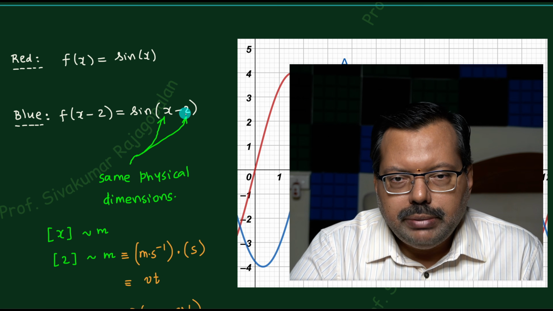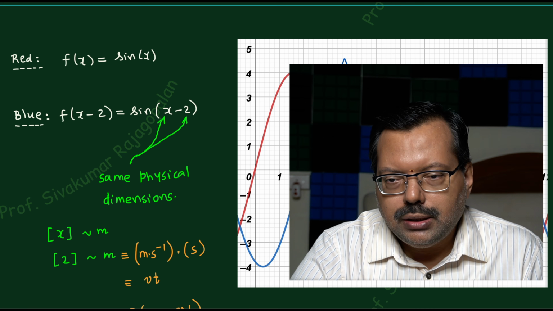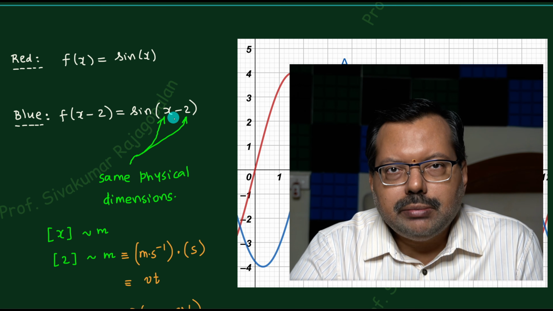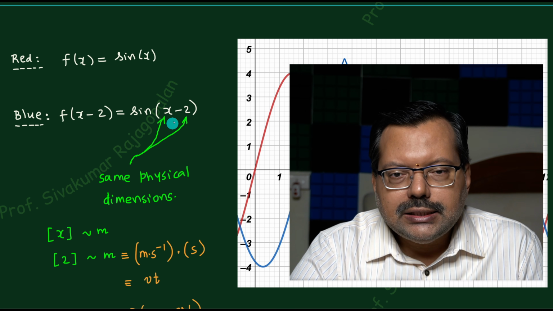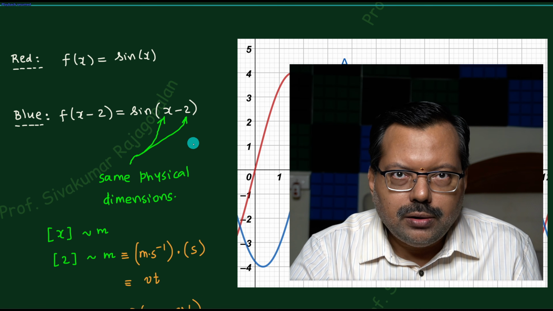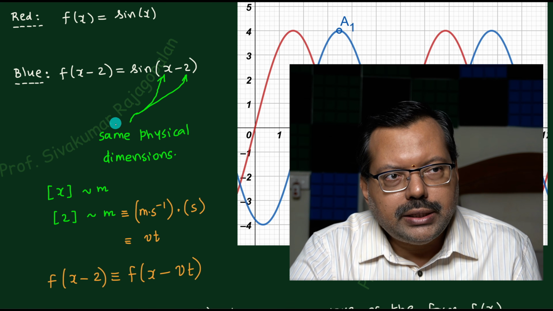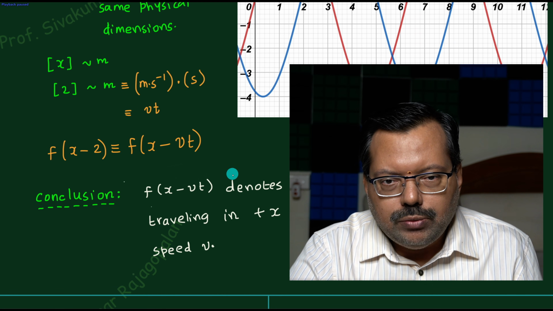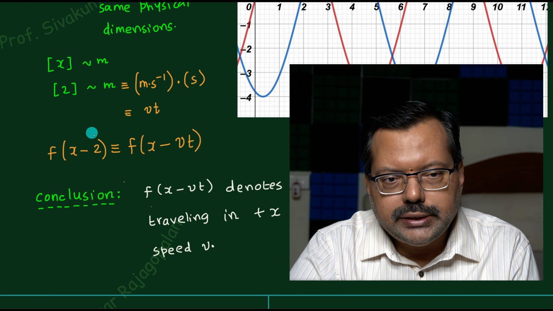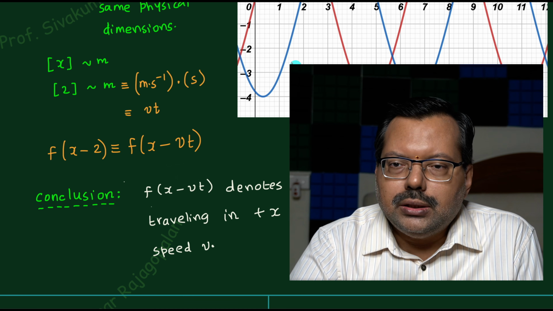Therefore, it will be better that I delete the number 2. Number 2 is just a specific example. In this particular case, it can be anything. Therefore, instead of saying that this is x minus 2, I will now better write x minus vt. So now we understand why it should be so, because physically it has agreeable dimensions, and that is exactly what I am doing here. Instead of saying x minus 2, that f of x minus 2 is a specific example that we have taken here.